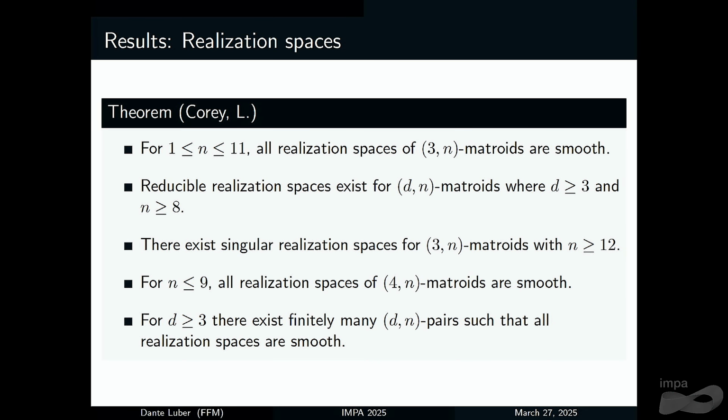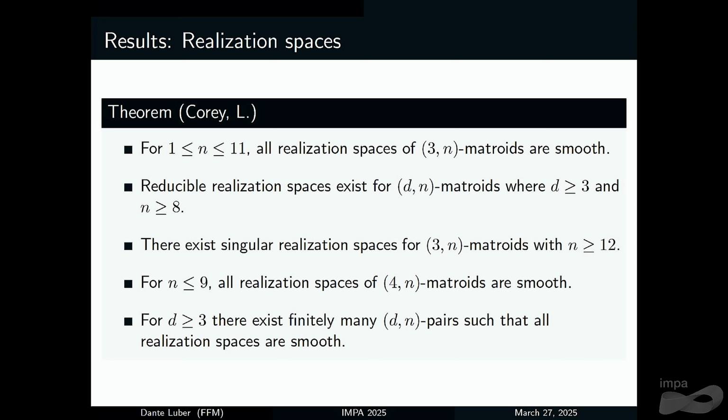Okay, and so here's what we found. We saw that for n less than or equal to 11, all of the realization spaces of (3,n) matroids were smooth. And then when n was greater than or equal to 8, for 3n, we started finding reducible realization spaces. But they were still smooth. They were just disconnected pieces. And then when n equaled 12, we started finding singularities. And then just for fun, we checked n less than or equal to 9 and found everything smooth there.